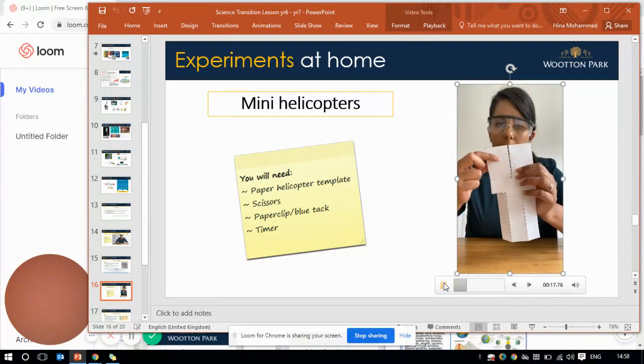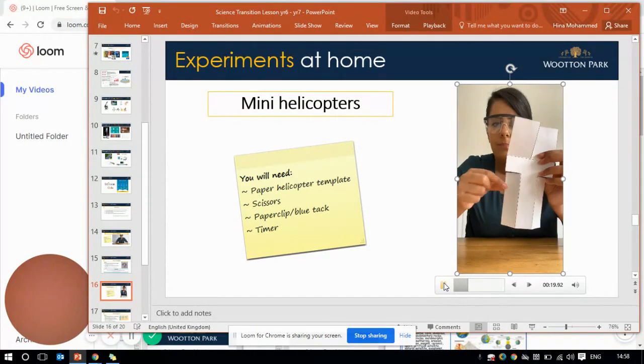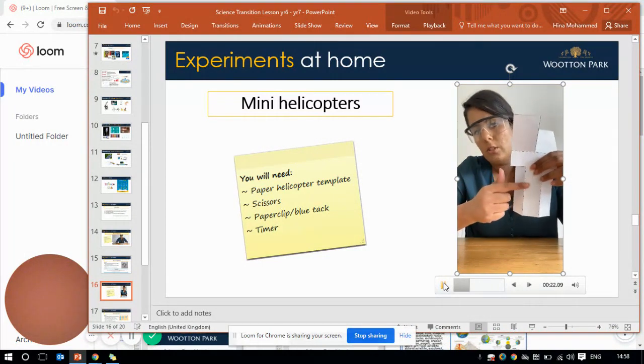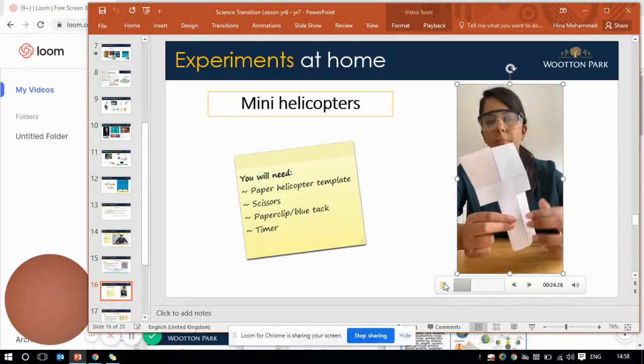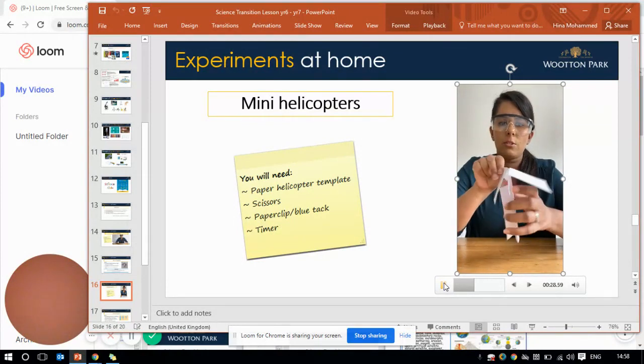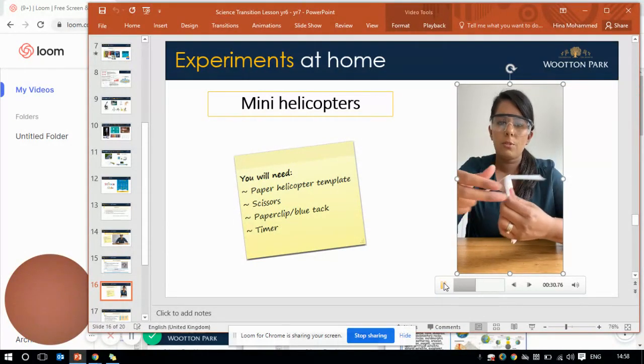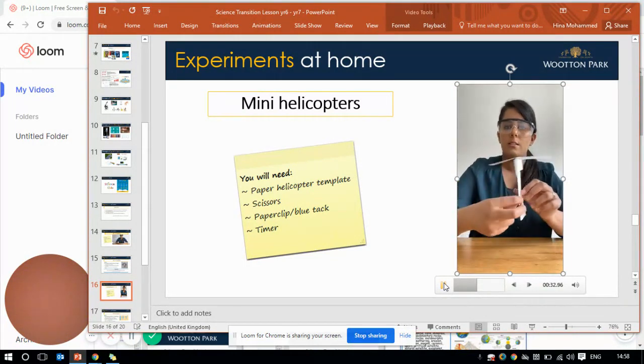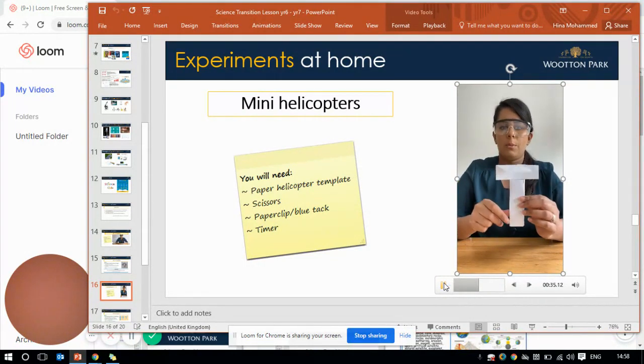Along the hard line is where you would need to cut, just like I've done here. And the dotted line is where you would fold over. This is also shown in the PowerPoint. The blades, the top part of the helicopter, will need to be folded in opposite directions so it looks like the blades of a helicopter.